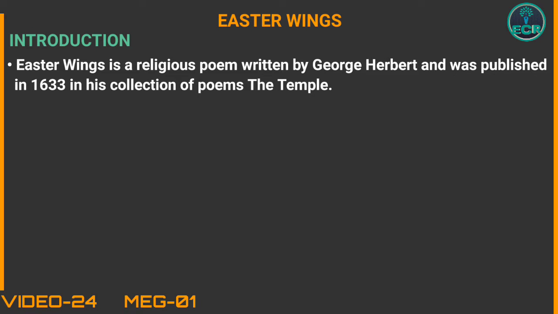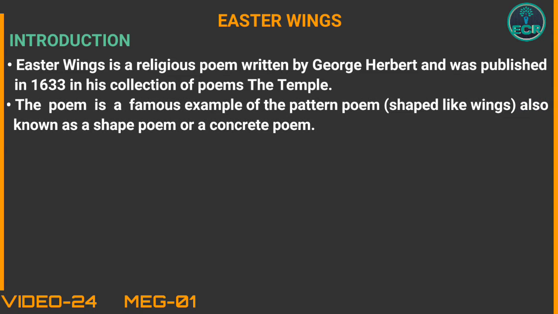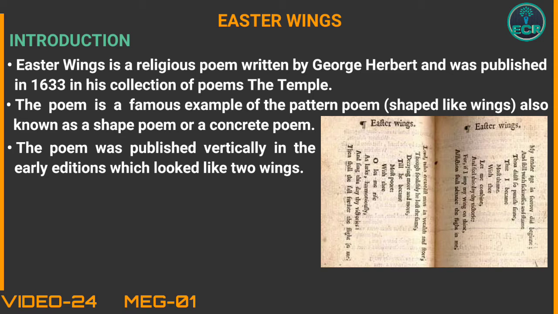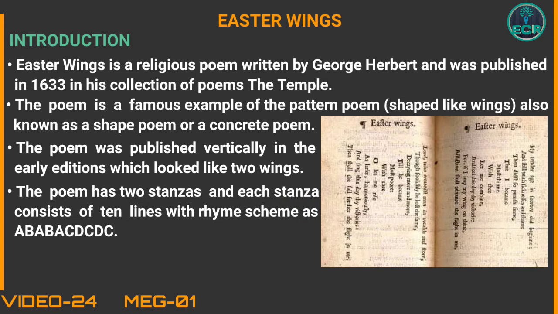The Temple. The poem is a famous example of the pattern poem, also known as a shape poem or a concrete poem. The poem was published vertically in the early editions, which looked like two wings. The poem has two stanzas, and each stanza consists of 10 lines with rhyme scheme as ABABACDCDC.